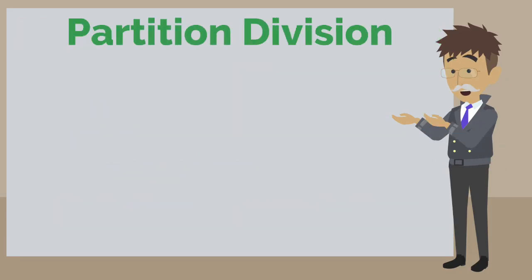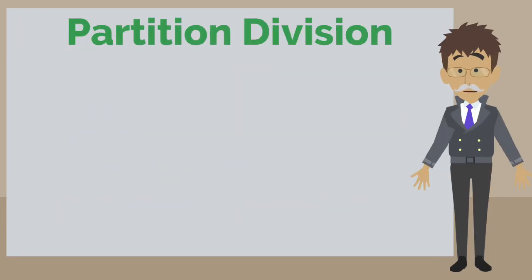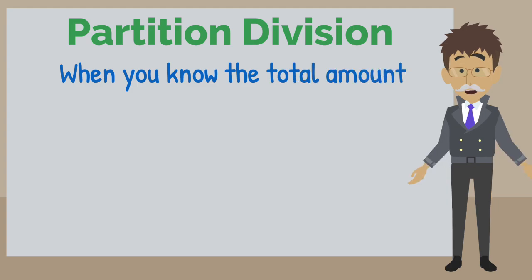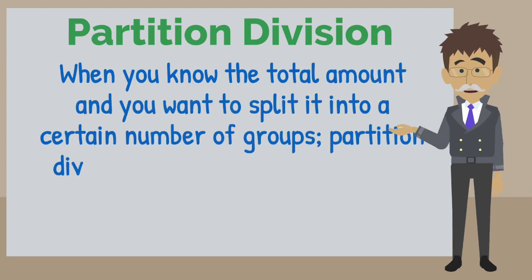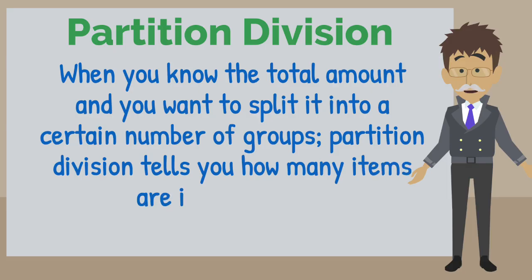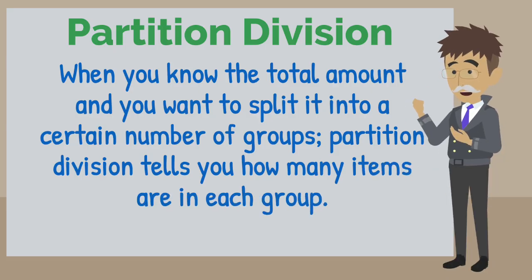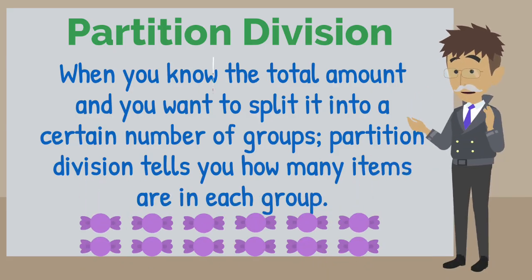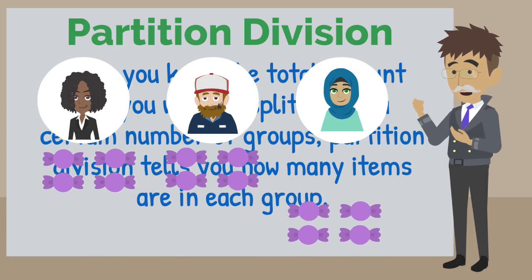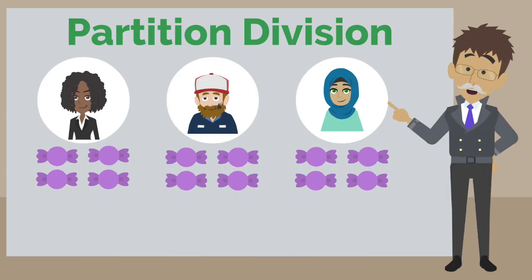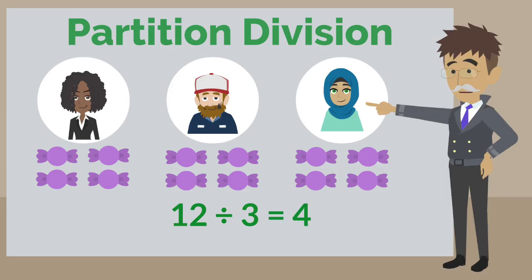Partition division or fair sharing. When you know the total amount and you want to split it into a certain number of groups, partition division tells you how many items are in each group. For example, if you have 12 candies and you want to share them with 3 friends, each friend gets 4 pieces because 12 shared evenly by 3 means each person gets 4 pieces.